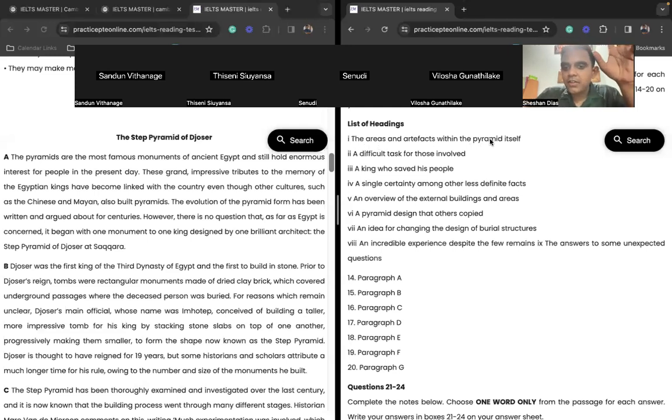The areas and artifacts within the pyramid. No, it doesn't mention artifacts at all. It doesn't mention a difficult task either. Nor does it mention a king who saved. Single certainty among other less definite facts.